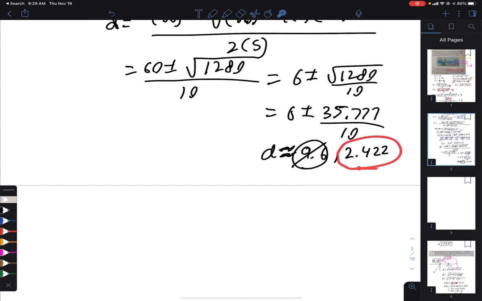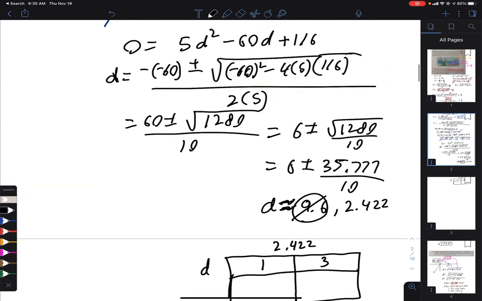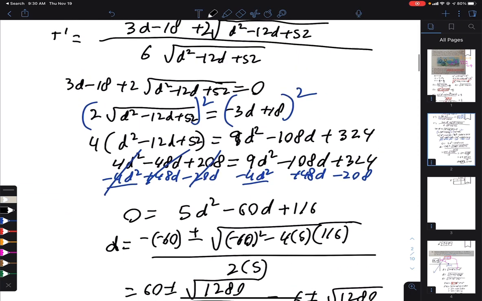So it looks like we get 2.422. Now, that's our only critical point that makes any sense. That's in our domain, actually, so it's the only possible one. So I'm going to test points around that, 1 and 3. And we're going to find the derivative of t.